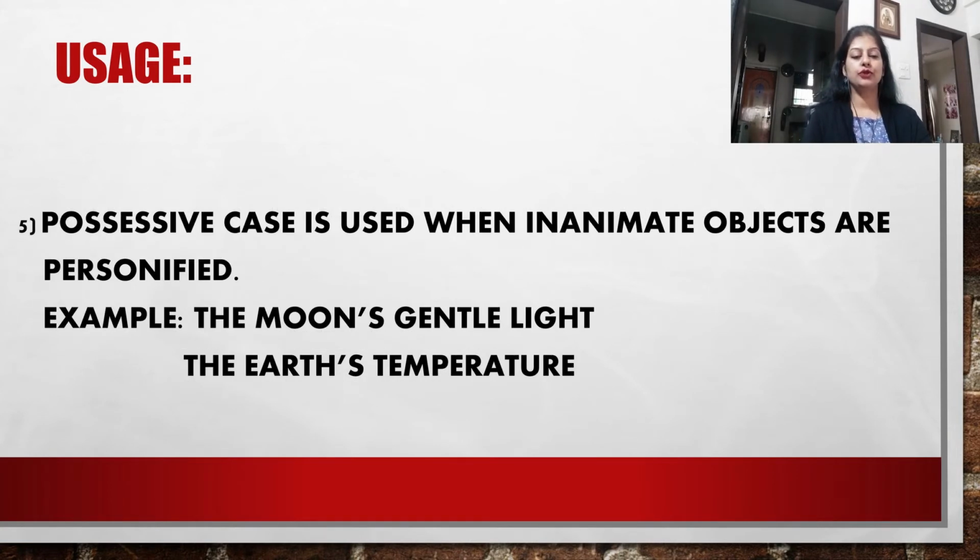We can also show possessive case when inanimate objects are personified. Inanimate means non-living things and personified means represented as a person or as having human qualities. For example, the moon's gentle light. Here the word moon is a non-living thing, but gentle is a quality of a human being, and we are personifying it as moon's. So here it is possessive. Here we can use possessive case, moon's gentle light. Then second example is the earth's temperature.